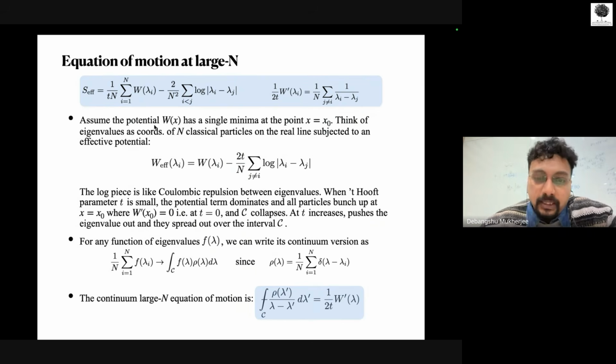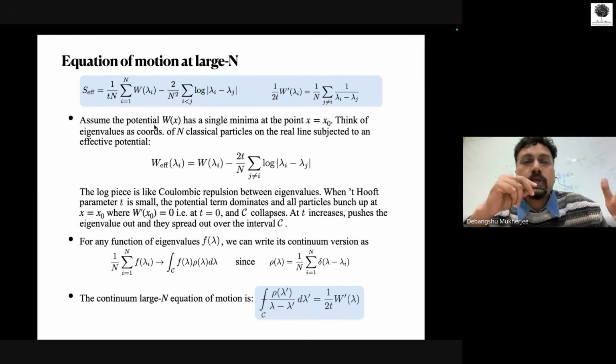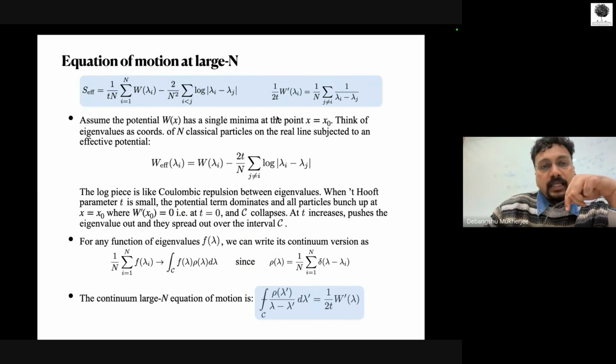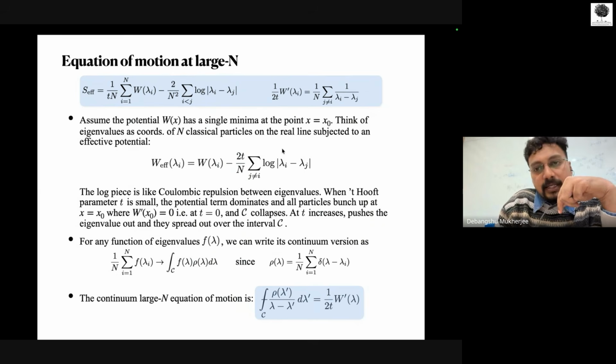Physically, what is happening is something like this. Assume that this potential W has a single minimum. Suppose the minimum is at the point x naught. If you think of the eigenvalues lambda 1, lambda 2 up to lambda n as coordinates of n classical particles on the real line, then effectively this equation of motion that you see on the right hand side in the top blue box, it is as if those particles are subjected to an effective potential like this, which I am calling W effective.